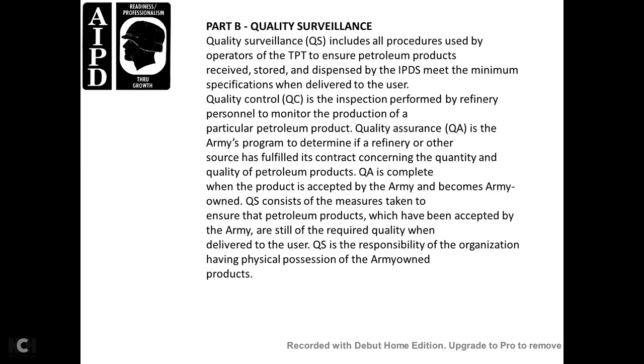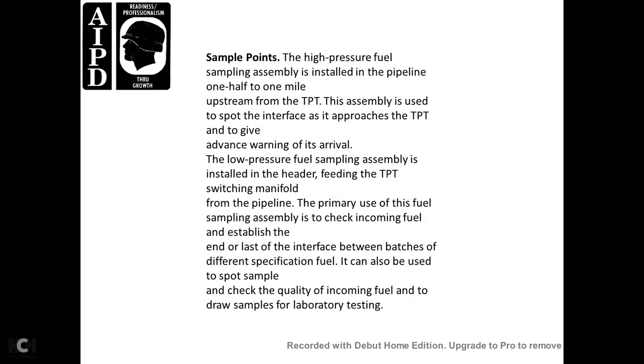The quality surveillance, QS, consists of the measurements taken to ensure the petroleum product which has been accepted by the Army is still of the required quality delivered to the user. The quality surveillance is the responsibility of the organization having physical possession of the Army owned product.